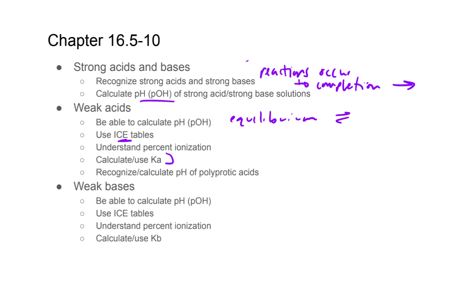One nice clue, if you have what looks like a weak acid and you're not 100% sure, if it has a Ka, it's not a strong acid, I tell you that. Okay, so strong acids don't have Kas.